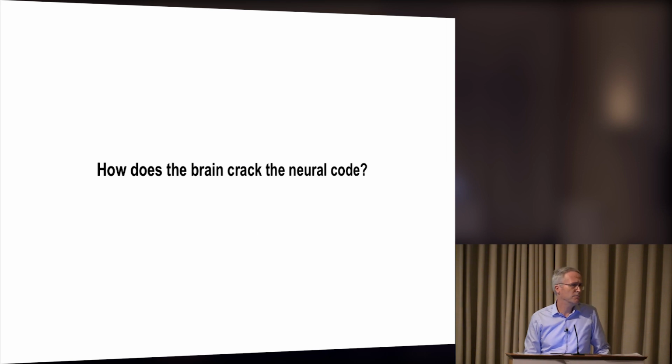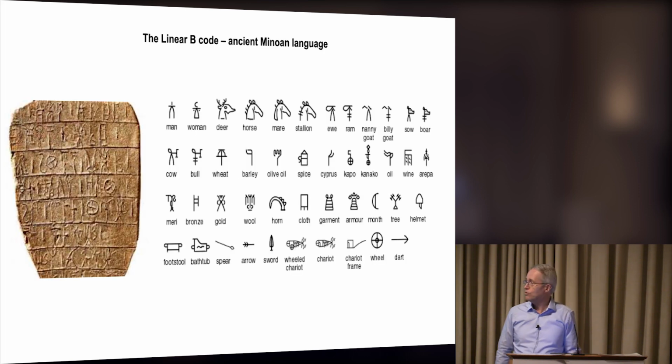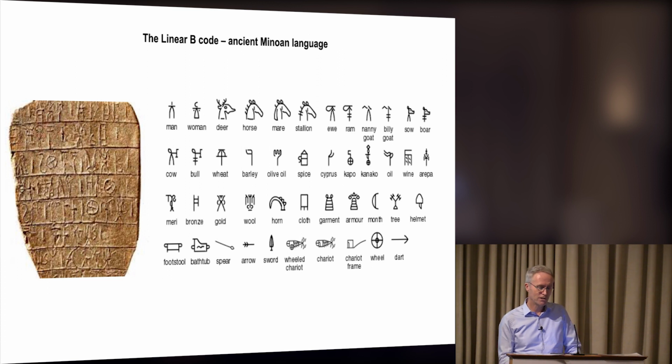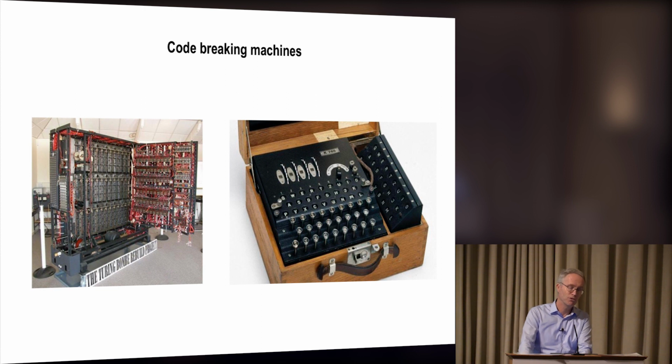So the question becomes then, how does the brain crack this neural code? It's one of the most important questions in neuroscience. If you're going to do it manually, to break a code, you might do something like this and do a lot of hard work and work out how this code, this language here, this Linear B code, what it means. But of course, there are other ways to do it, and that is to invent machines that do so. And of course, you will recognize these important code-breaking machines from World War II. But how does the brain do it?